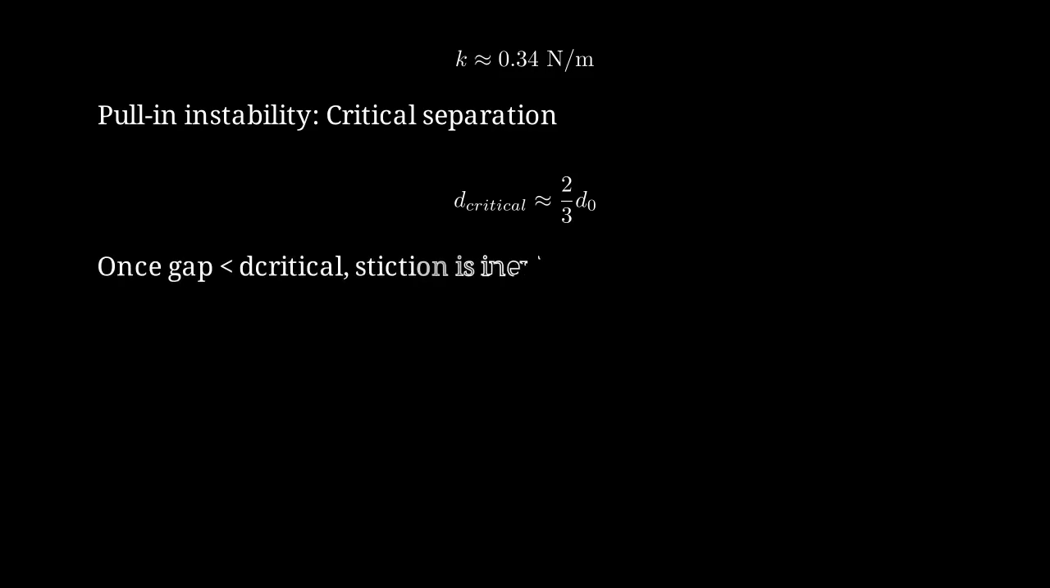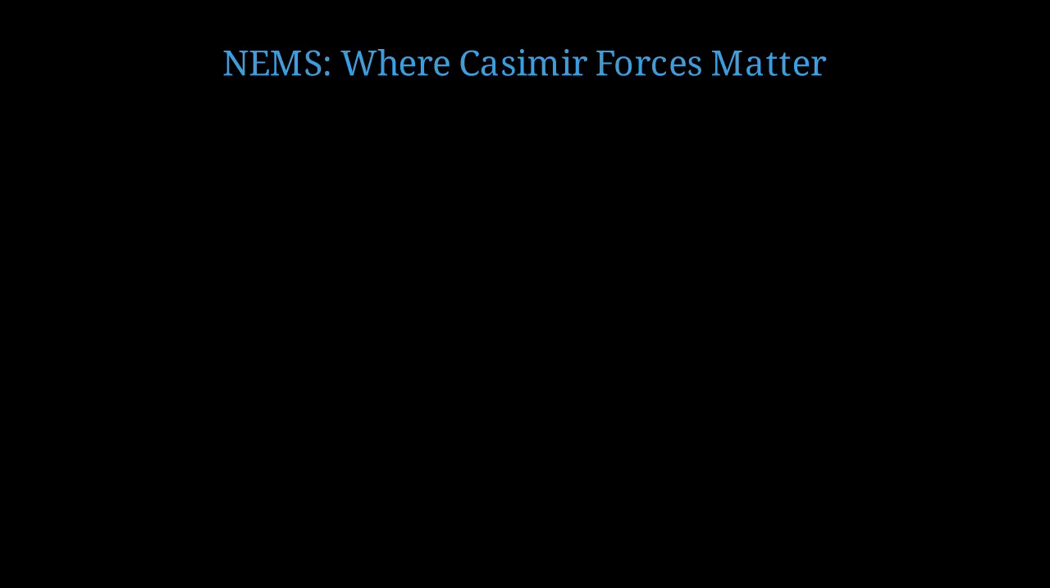Once the gap falls below the critical value, stiction becomes inevitable. The beam will stick to the substrate and cannot be released by the elastic restoring force alone. In NEMS devices, gaps are often just a few nanometers. Here, both van der Waals and Casimir forces are significant, and surface roughness becomes critically important. Surface roughness for well-prepared surfaces is typically 0.5 to 2 nanometers root mean square.